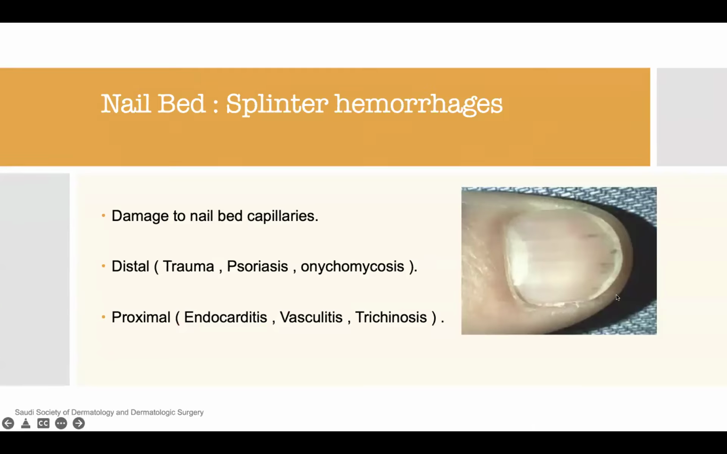These are the splinter hemorrhages, which are also related to the nail bed. Splinter hemorrhage, there are 2 types, if it was distal or proximal. Distal could be associated with trauma or psoriasis, and if it was proximal, mainly related to endocarditis and vasculitis.